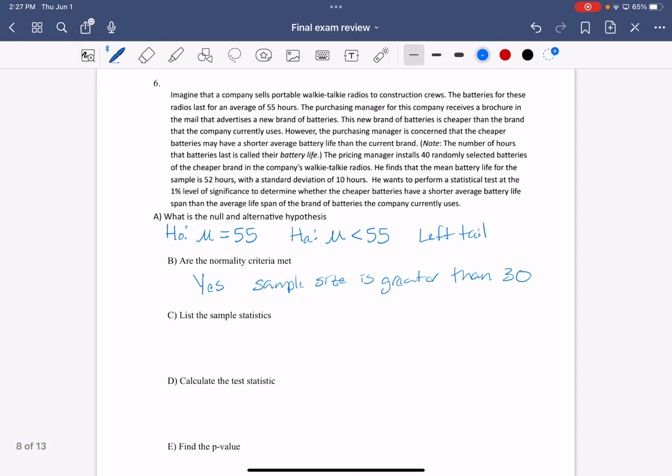Part C, list the sample statistics. Again, I would include this on the exam for you. I'm looking for x bar, the mean. I'm looking for s, the standard deviation. I'm looking for n, the sample size. Let's start with the sample size. What's the sample size? 40, because the manager installed the batteries into 40 of the walkie-talkies, right?